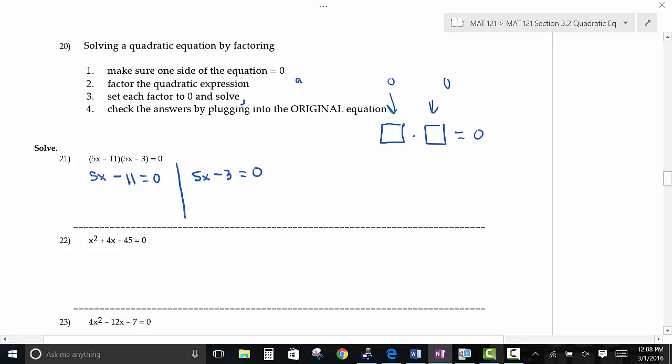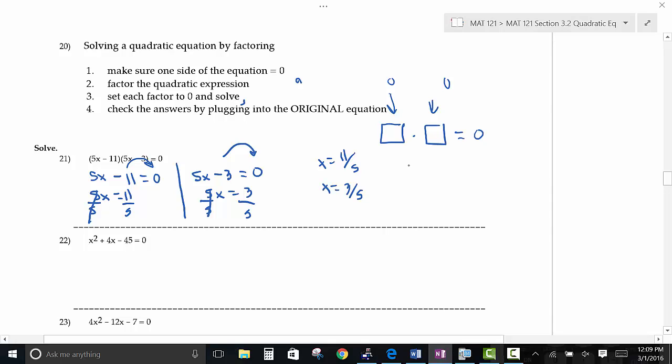And you're welcome to do this in your head if you want to. You're just going to add 11 to both sides, or you can just think of moving the 11 to the other side. Then you can divide by 5. So that would give your first answer, x equals 11 over 5. And just leave it that way. Don't use a decimal, just use a reduced fraction. The second one would be the same way. You can add 3 to both sides in your head. So that's 5x equals 3. Then you can divide both sides by 5, so then you would end up getting x equals 3/5.